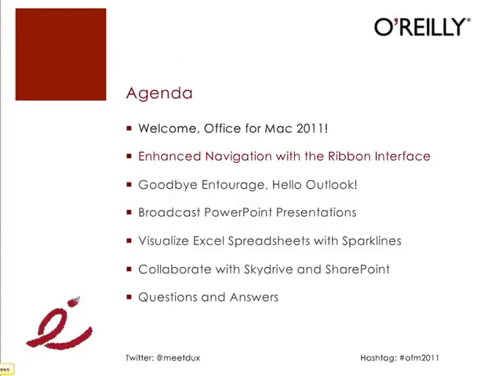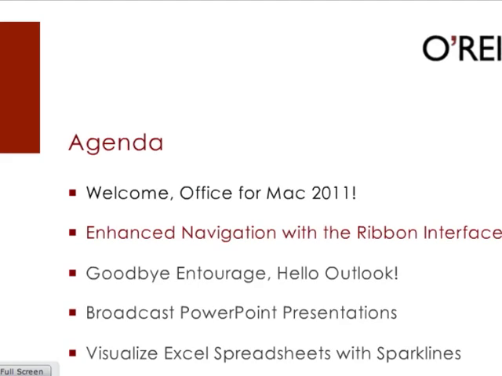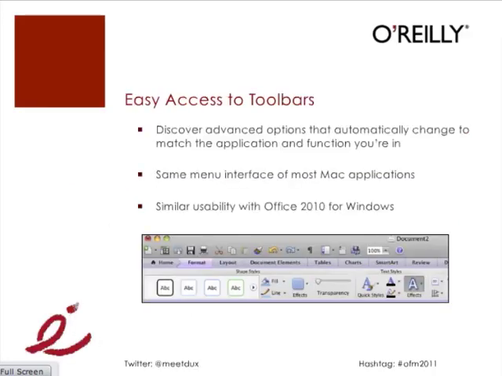So what are the five reasons why I love Office for Mac? I'm finding more features that I like, but these are some of the five core things that you'll definitely enjoy. For me at least, one of the changes that I saw is the usability aspect. It provides easy access to toolbars. This is what they call the ribbon interface. I can discover advanced options which automatically change to match the application function I'm in.